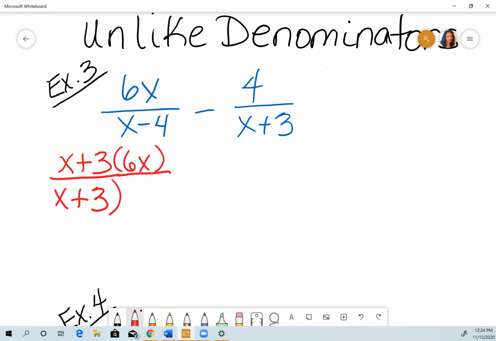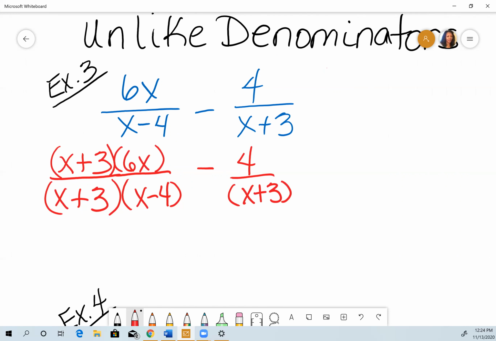So x minus 4 was my original denominator. So now on this side, I'm going to do the exact same thing. I'll just go ahead and bring down the 4x plus 3. And then what is missing on this denominator? Well, that x minus 4 is missing. What I do to the numerator, I have to do to the denominator.